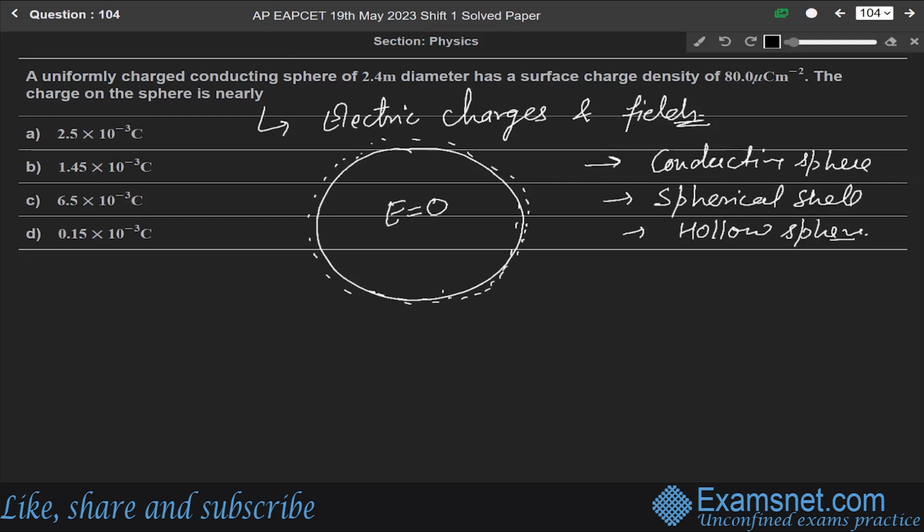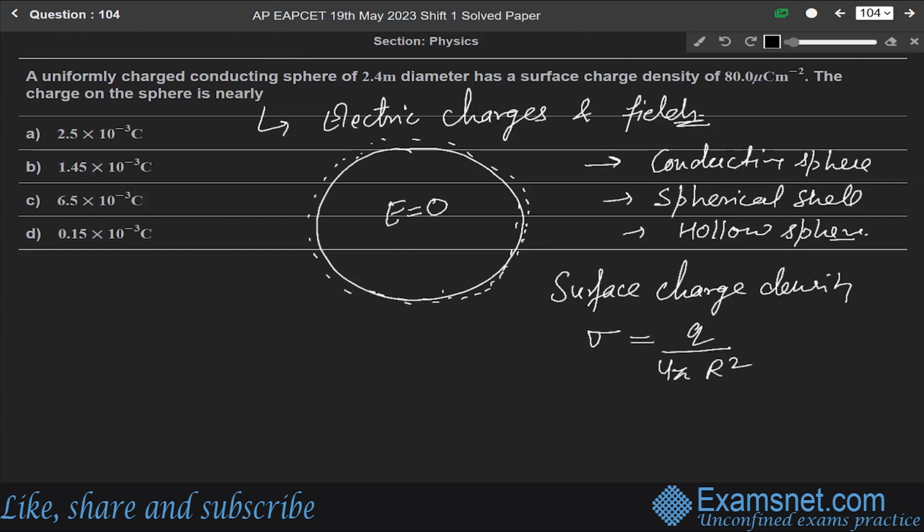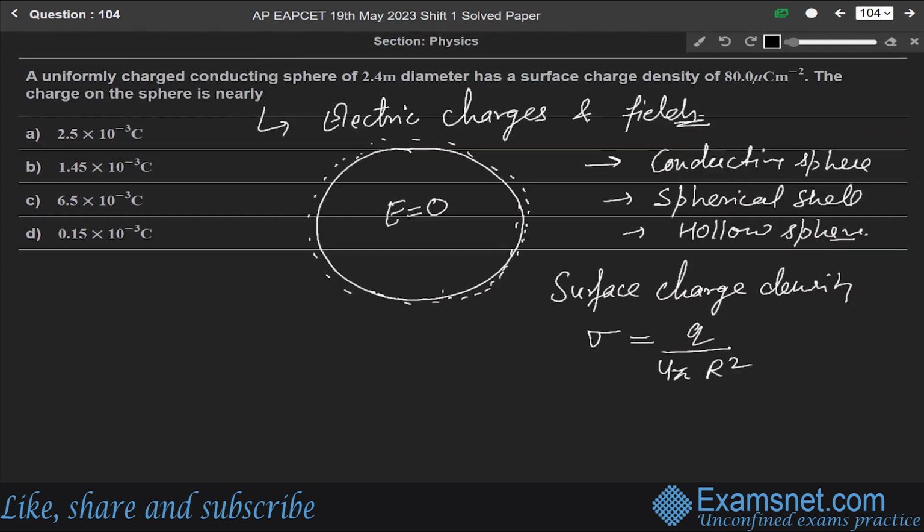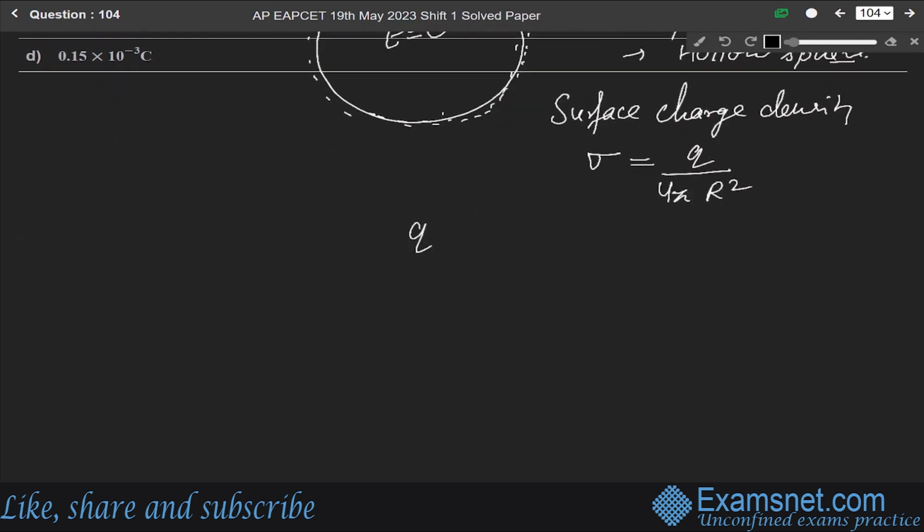According to the question, we are given the surface charge density sigma equals q over area. Area is 4 pi r square for a sphere. We have to find the charge. So charge q equals sigma, the surface charge density, into area, 4 pi r square.